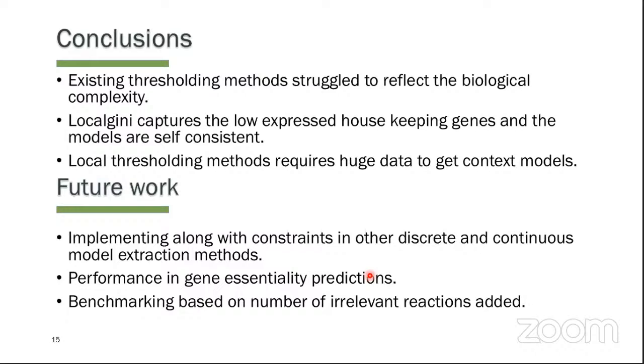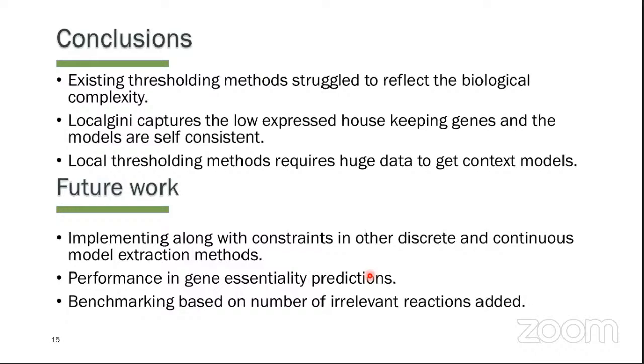It requires huge data. As we defined, we need more data to say how much inequality a gene possesses, what is the Gini coefficient of this gene. If we have only a single data, we have to rely on only the global thresholding method, and our future work is on implementing along with the constraint. As model extraction methods do require, it is our choice of providing constraints.